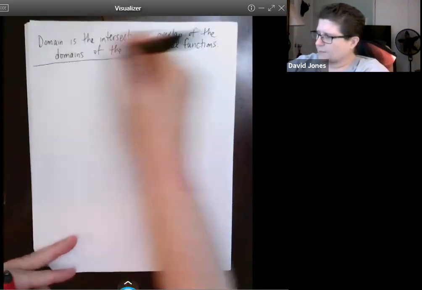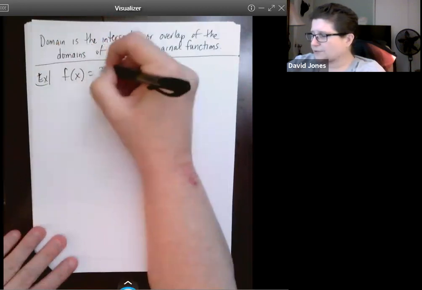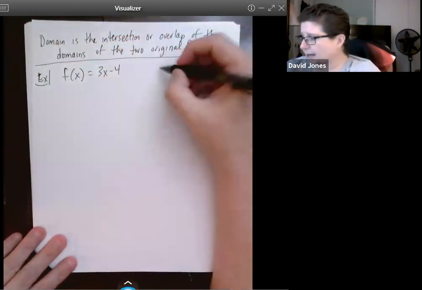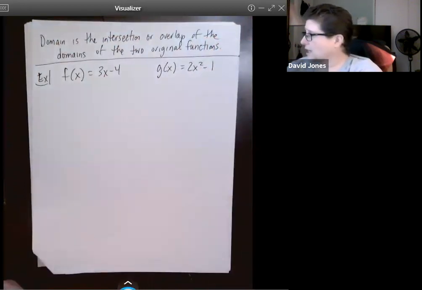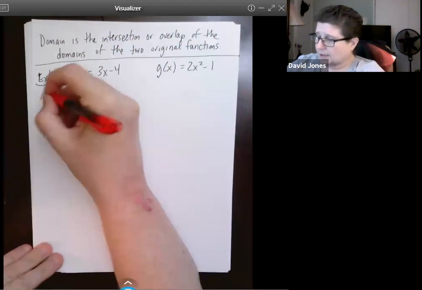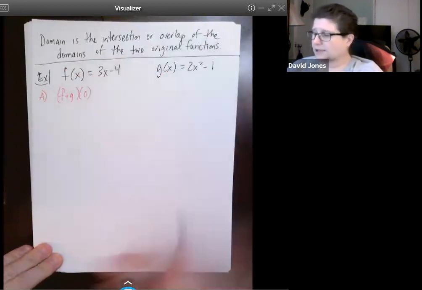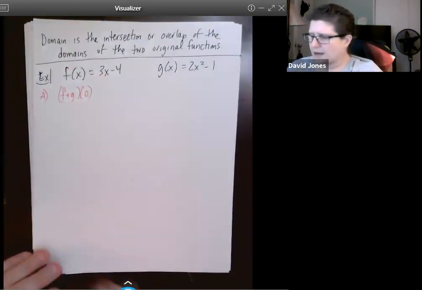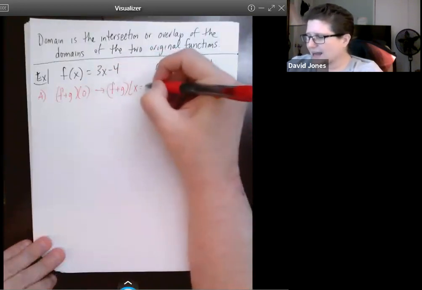And let's look at our first example. Our first example, we are going to have f of x equals 3x minus 4, and g of x equals 2x squared minus 1. And oftentimes when we're working with these operations, we're looking for a specific value. So in our first example, we're going to look at f plus g of 0. And recall what that means is f plus g, where x is evaluated at 0.